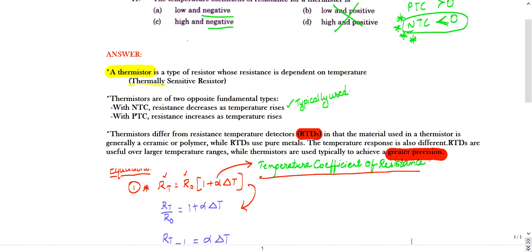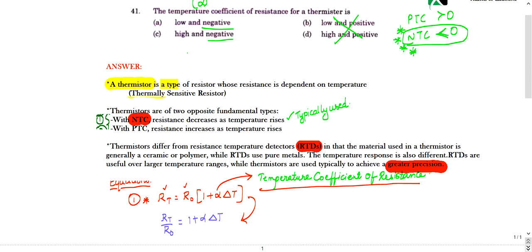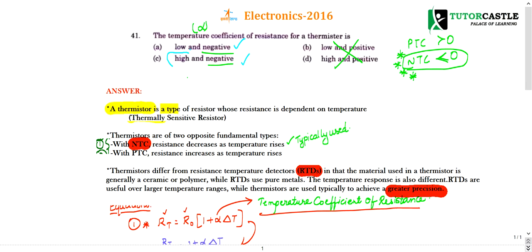Also, as I was discussing, I mentioned one more point. I was mentioning two points. We use NTC widely, and also it has greater precision. So NTC has greater precision, right? So it is negative, you agreed, fine. Greater precision means alpha should be high, it should be highly sensitive. Alpha is high means it has a highly sensitive nature.